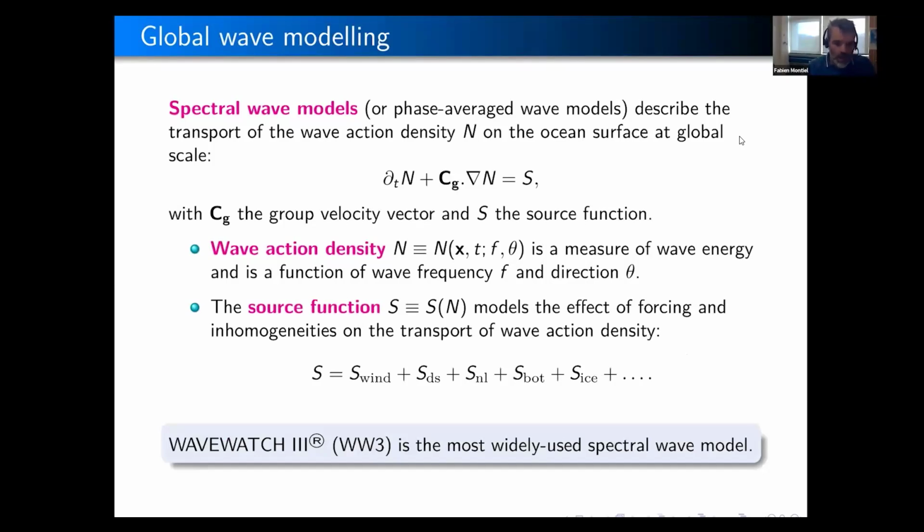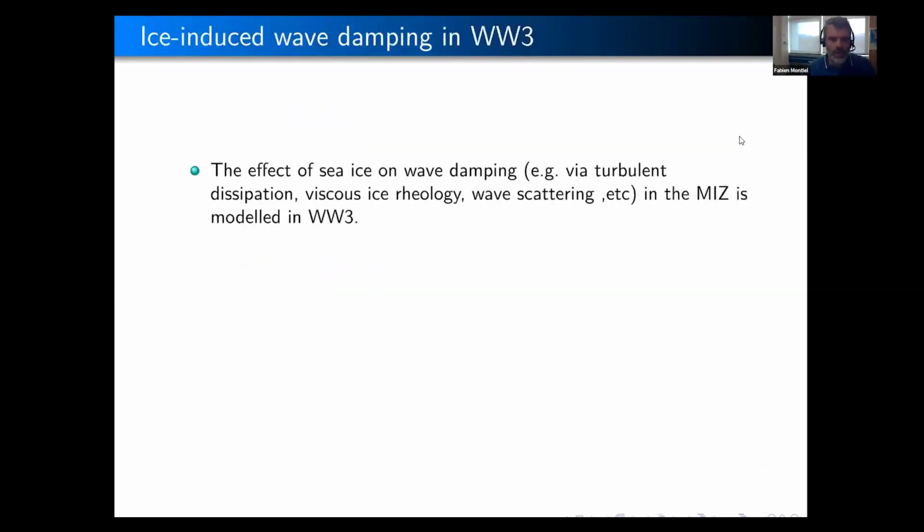And WaveWatch 3, I should say, is arguably the most widely used spectral wave model. There are others, but I think WaveWatch 3 is the one that is used the most. And one of the reasons that I think it's been used quite a lot, especially in our circles here, is because there has been a lot of work put in on trying to parameterize the damping of waves caused by the ice. And that can be caused through various physical processes, such as turbulent dissipation in the fluid, some viscous ice rheology, also wave scattering, and other things.